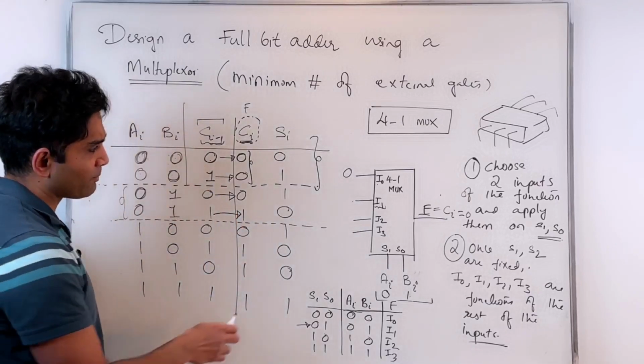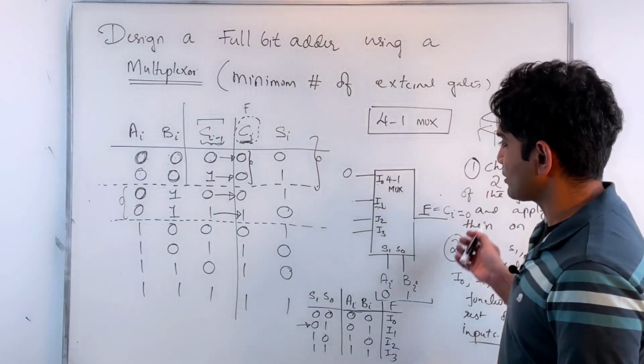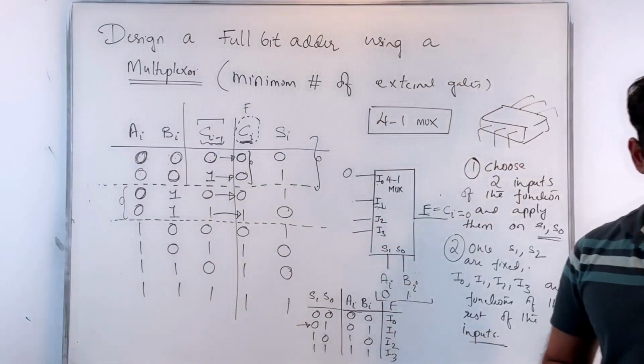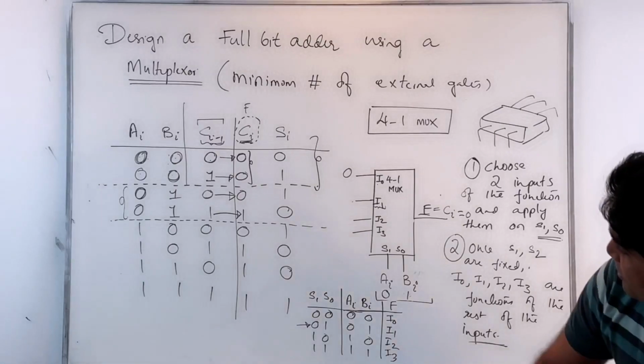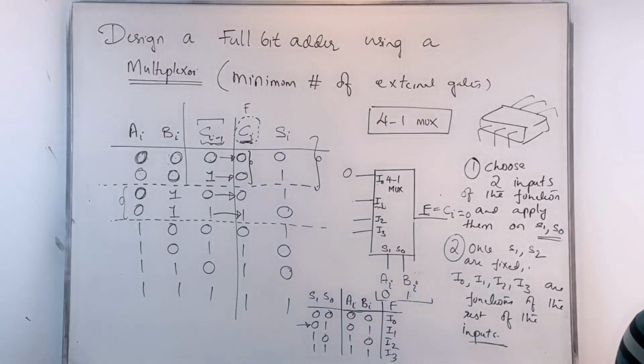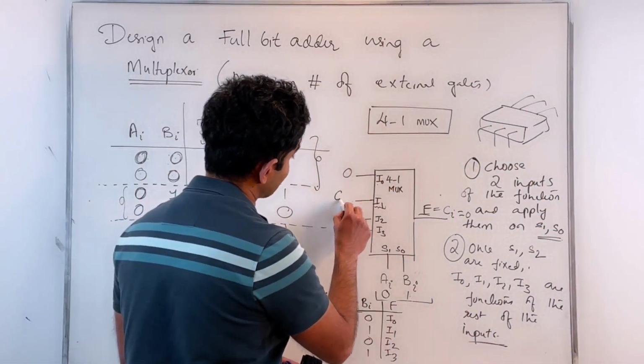So what do you think should be applied on I1 to get the right output, so this corresponds to this truth table? What should I apply on I1 then? In this case, I1 should be a function of Ci minus 1 only. And what should I be applying on I1 to get the right output corresponding to that truth table? Ci minus 1.